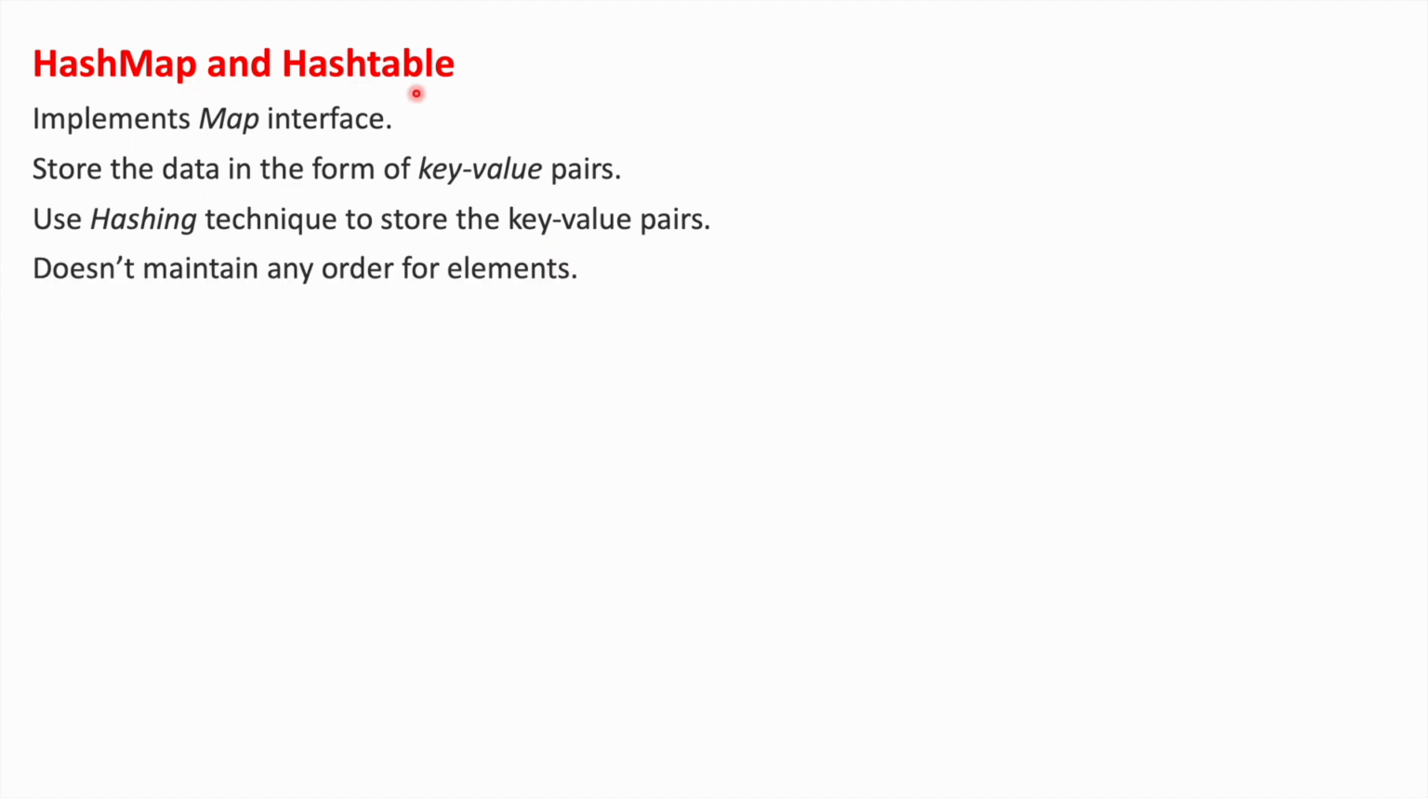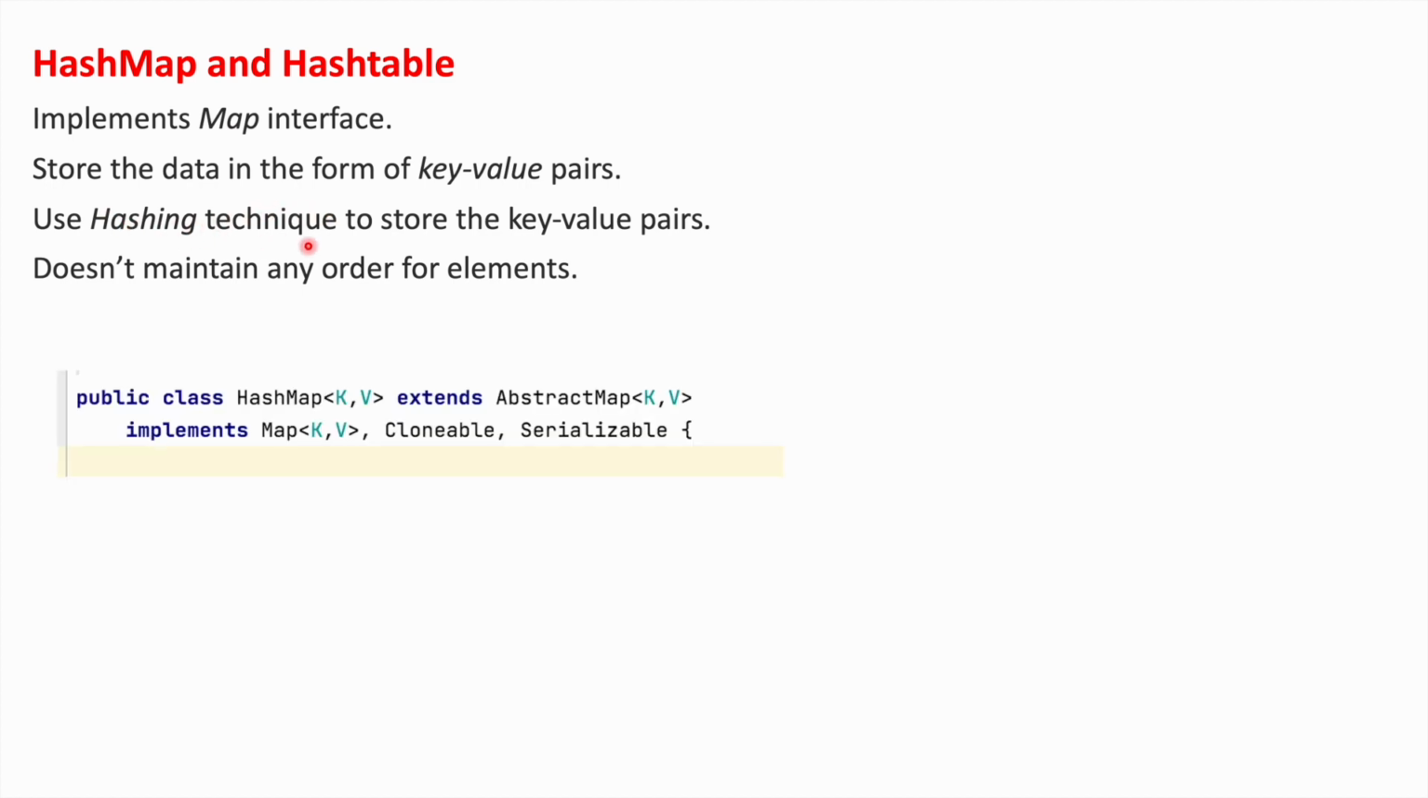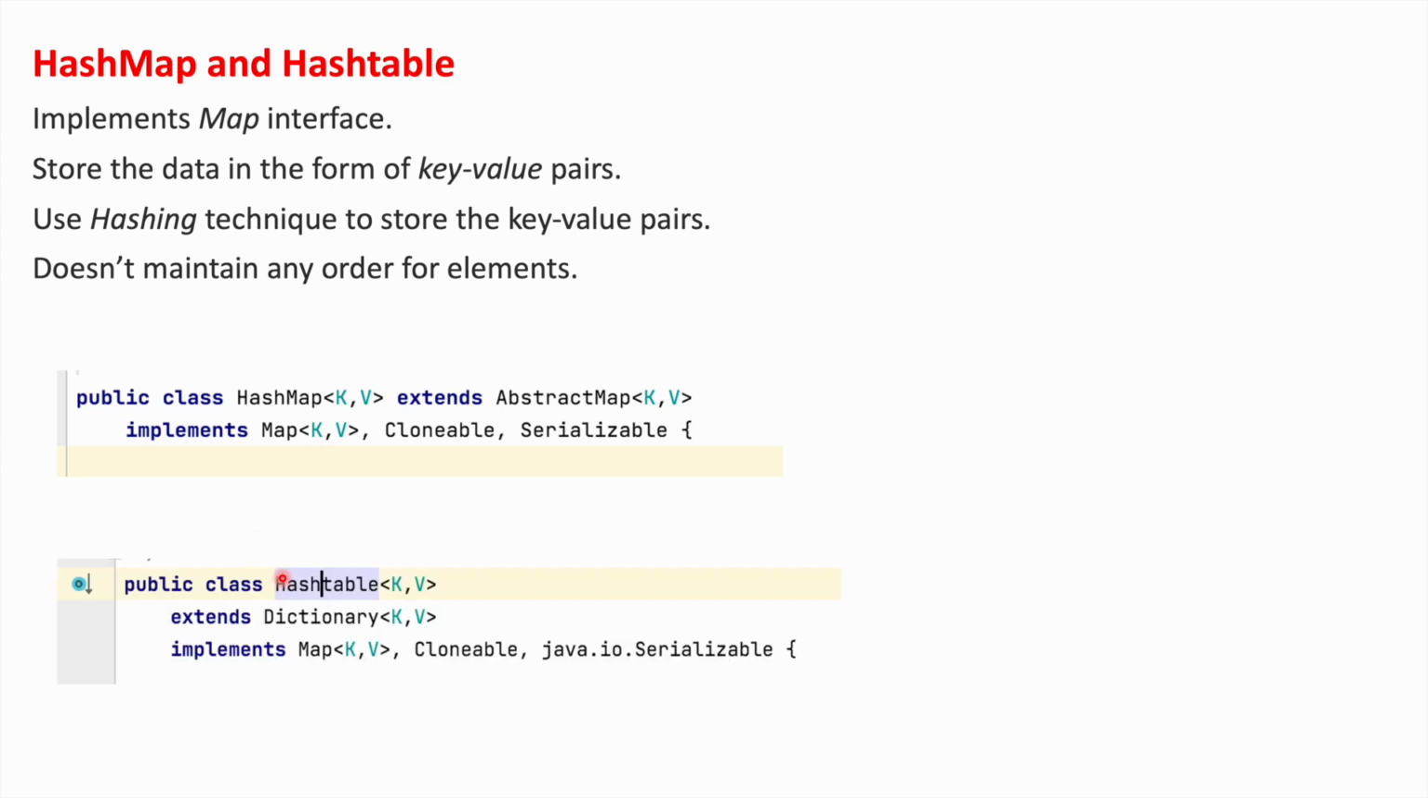HashMap and Hashtable do not maintain any order of their elements. Then how will the elements be ordered? Based on the hash code of the keys. As we know, every member of the Java Collection Framework implements Cloneable and Serializable. The same way, HashMap also implements Cloneable and Serializable interfaces, and HashMap implements the Map interface also. Hashtable is also implementing Cloneable and Serializable interfaces. These are all the common properties between HashMap and Hashtable.